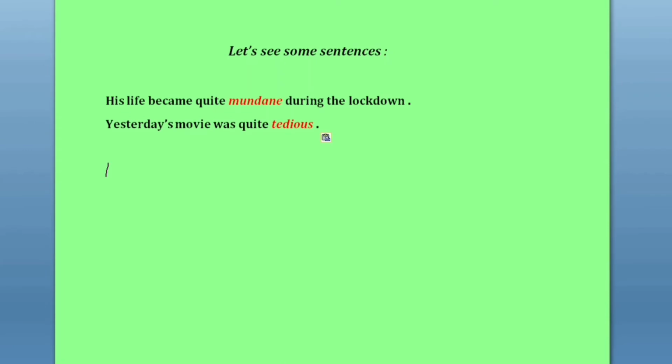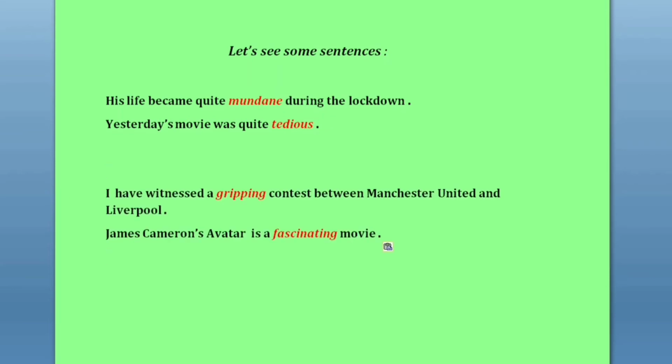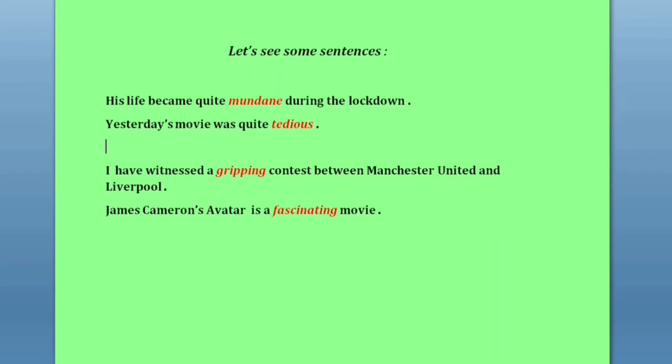So let's see some sentences using these words. As you see on your screen, the first sentence: his life became quite mundane during the lockdown, right? So the next word, as you see, is tedious. The same meaning, means boring. So we can use it like this way, as you see on your screen. Yesterday's movie was quite tedious.